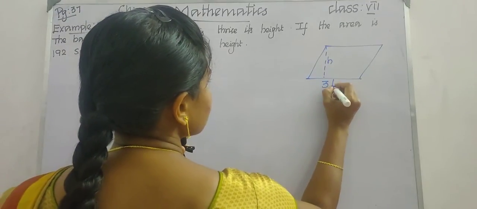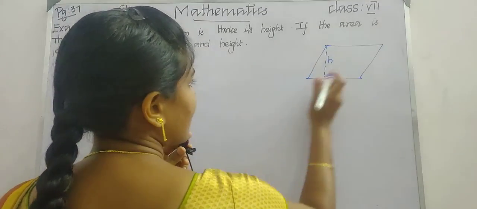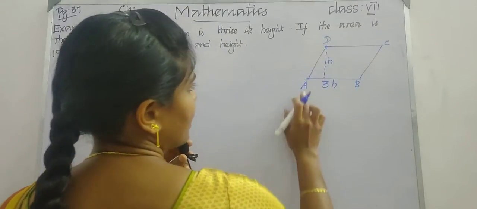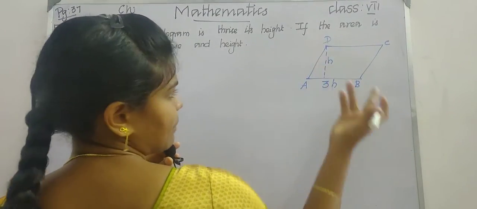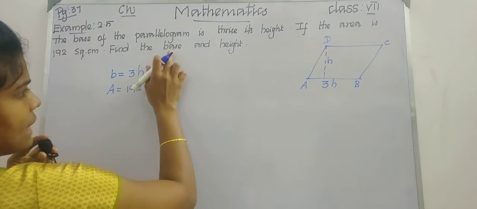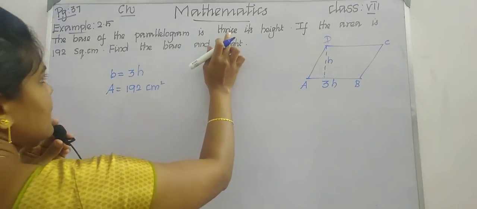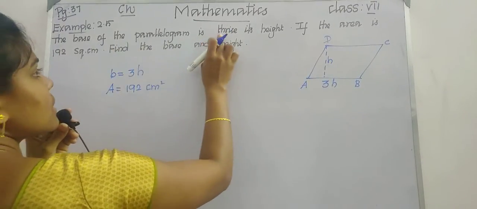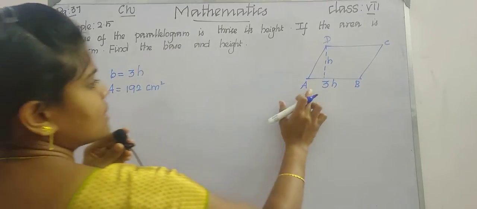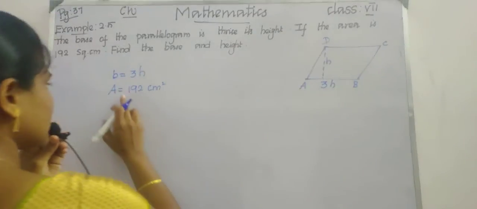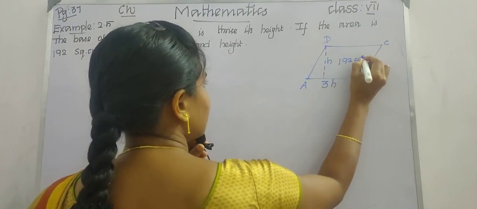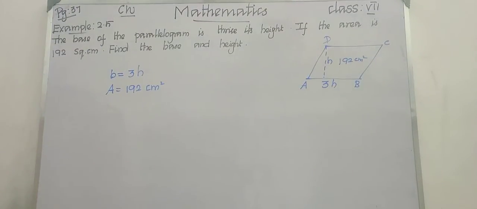And what is the base? 3 times H. See, it's a parallelogram, that is ABCD. It is a parallelogram having the height H. We don't know the height. We need to find the height, and also we need to find the base. And also they had given a hint. What is the hint? The base is thrice its height. So 3H. B equal to 3H. So we had written 3H here. So what is the area? Area equal to 192 centimeter square. So these are all the given.